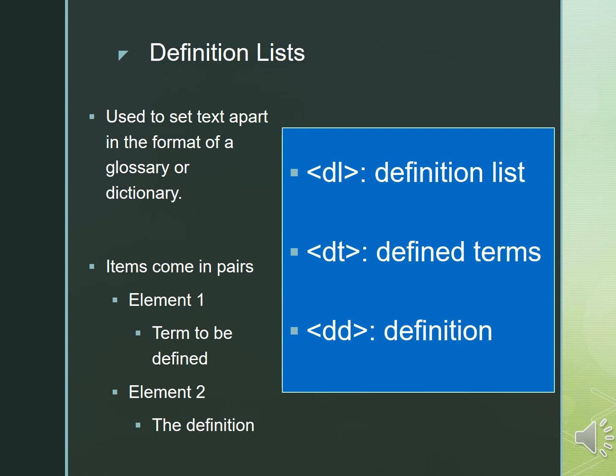Definition list is used to set text apart in the format of a glossary or a dictionary word. The items come in pairs, so element 1, then the term to be defined, then element 2, and the term to be defined for that. The 3 tags which are part of the definition list are the DL tag, which defines the list. It will start with a list of the terms. Then DT, which will give you each term in the list. Then DD, which is the definition for those terms.